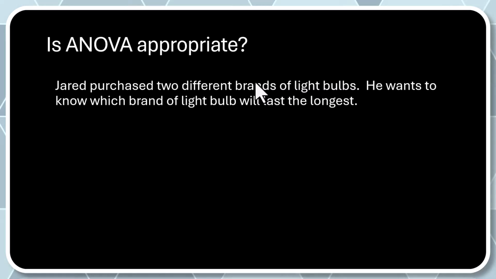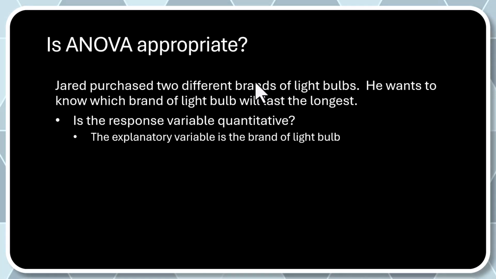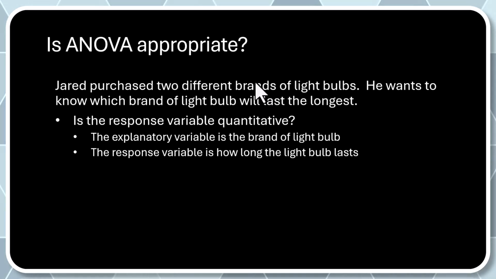Okay, let's do one more. Jared purchased 2 different brands of light bulbs. He wants to know which brand of light bulb will last the longest. So again, the first thing that I'm going to look at is the response variable quantitative? So of course the explanatory variable is the brand of light bulb, right? I can control which brand of light bulb I buy when I go to the store. What I cannot directly control or influence is how long that light bulb lasts. So the response variable is the lifetime, right? The length of time the light bulb lasts. That is quantitative because time is a measure, right? So I can check off this requirement.